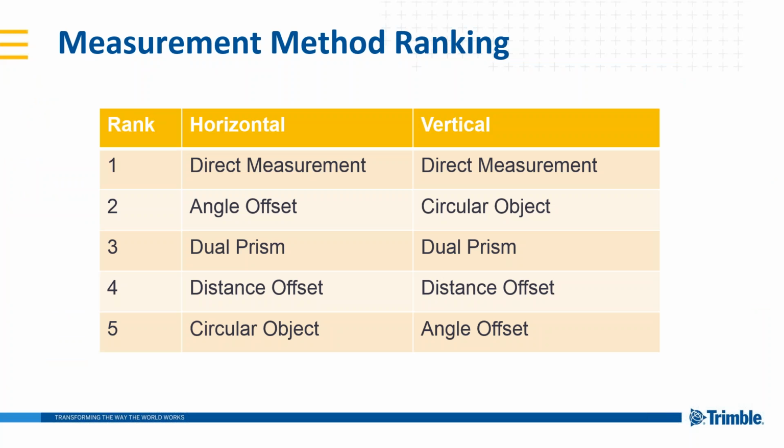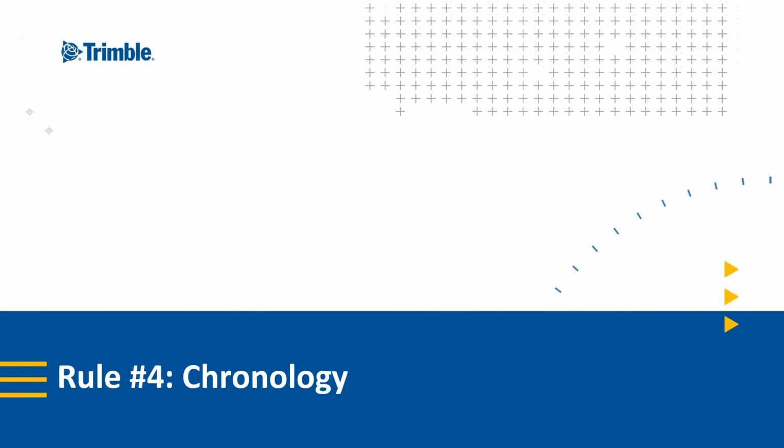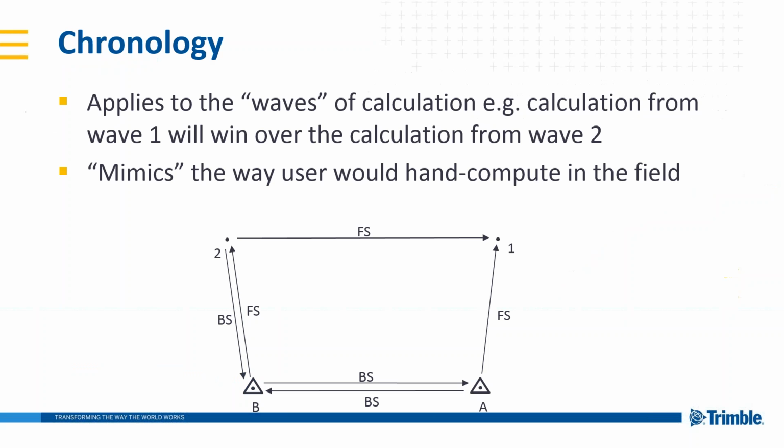Okay, so reviewing the previous three rules. So let's say you have everything with survey quality, everything is global, they're all direct measurements, so we need a fourth tiebreaker. So the fourth tiebreaker is the chronology. So what chronology means is we kind of refer to it as waves of calculation. So TBC mimics the way how you would hand compute coordinates in the field.